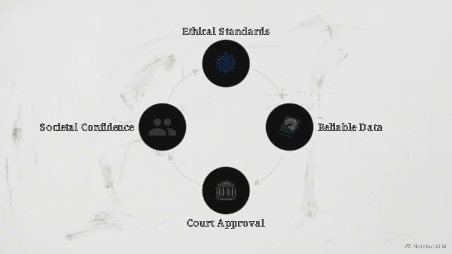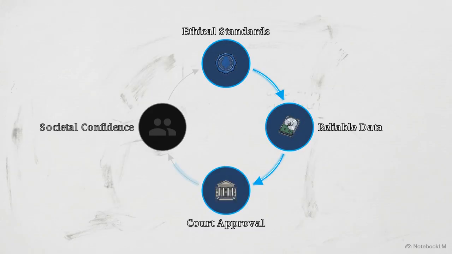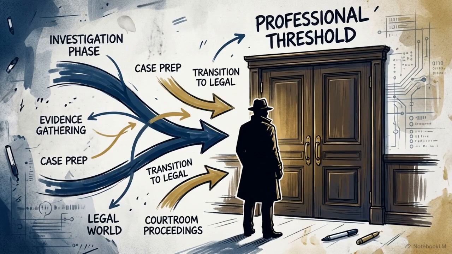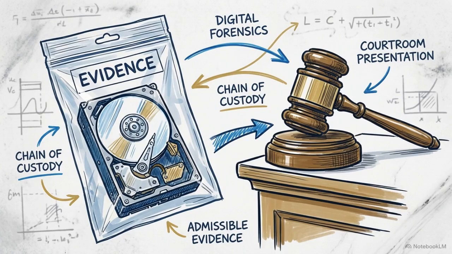This reinforcing loop shows the broader impact of your work. Consistent professional conduct protects evidence credibility, which supports legal admissibility and helps maintain public trust in digital investigations. As you transition into the professional world, remember that your adherence to strict professional conduct is the foundational requirement that ensures technical data remains reliable, ethical, and fully legally admissible in a court.